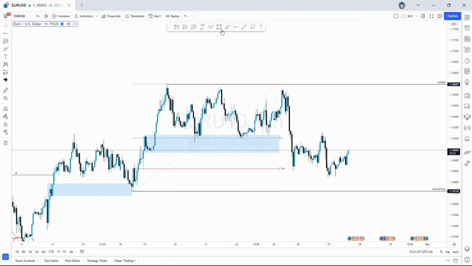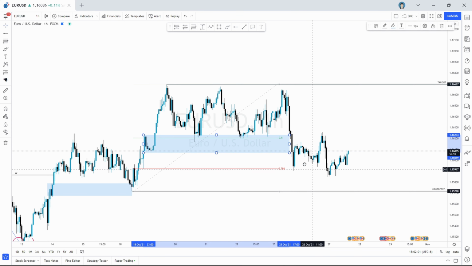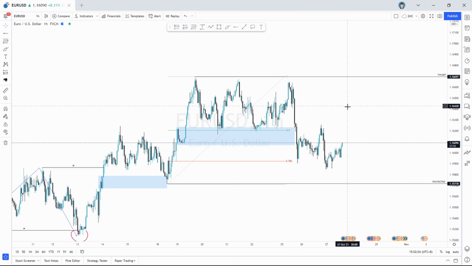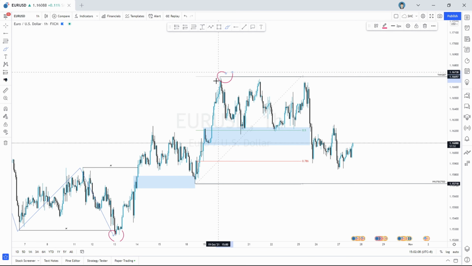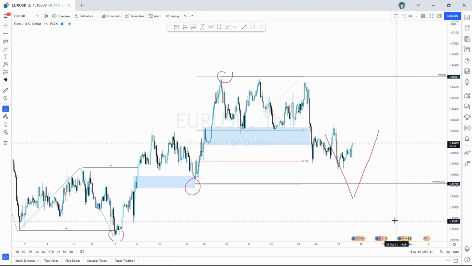So again, it doesn't mean price went below the 50% or this certain demand zone here. Price is now shifting to the downside. Again, we still have marked up protected swing points. This is our target, this is our protected. If price breaks this lower, then we shift our bias to the downside.